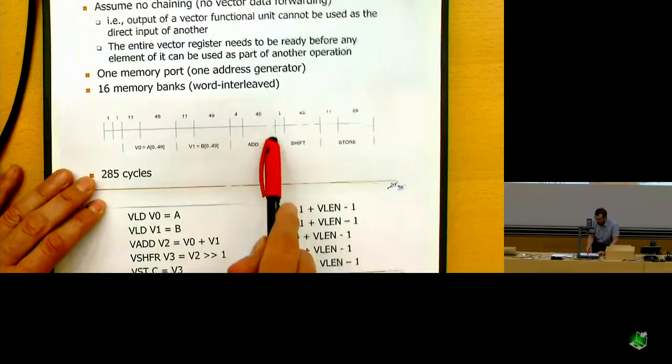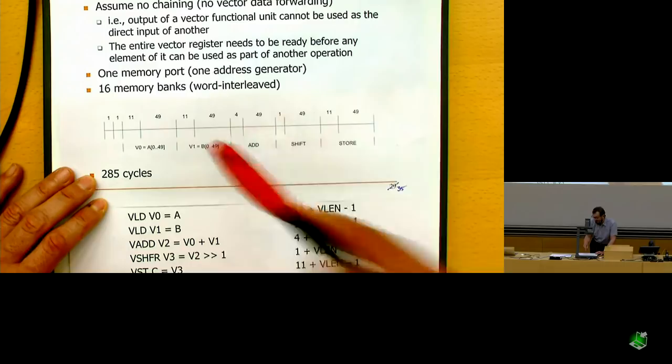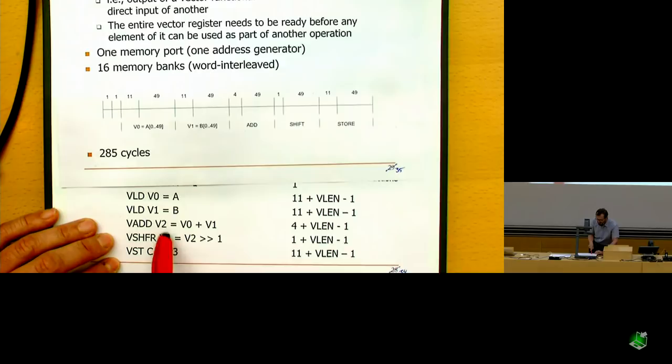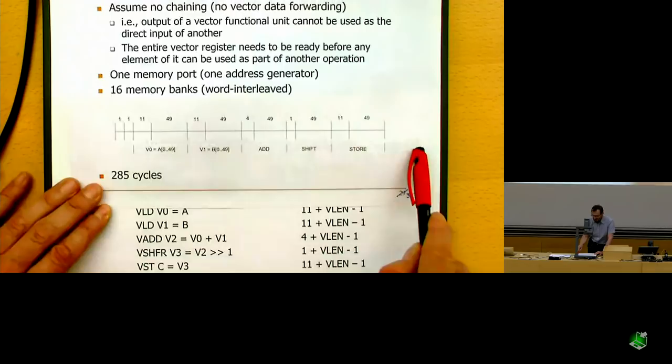Each shift takes one cycle. So to be able to operate on 49 elements, the first element is done after one cycle, the remaining elements are done after the rest of the 49 cycles. And you cannot start the store until the shift is done, because the store is dependent on the shift, and basically you pay the full cost over here, 11 cycles to the first store, 49 cycles for the remaining elements through the bank. That's our execution timeline. You add up the numbers, you get 285 cycles.